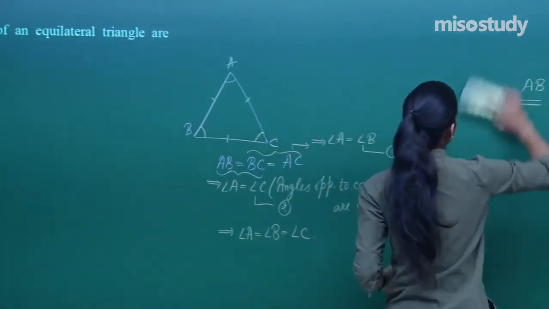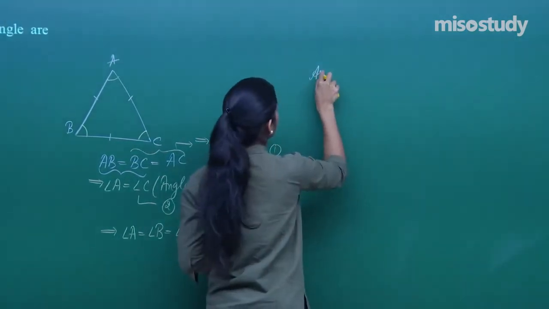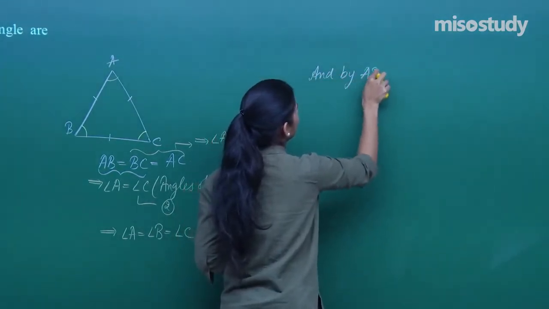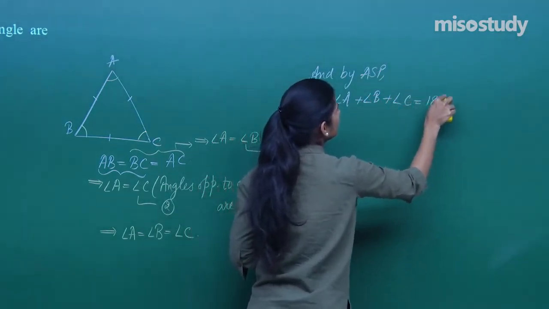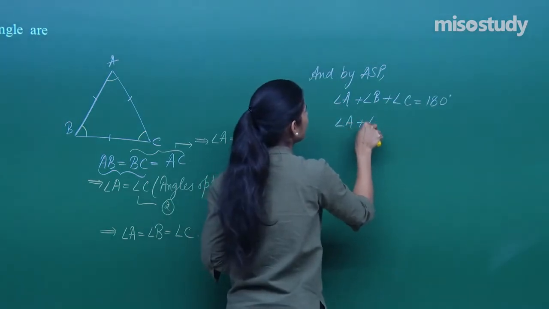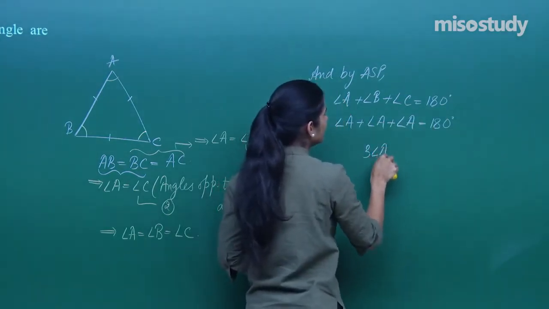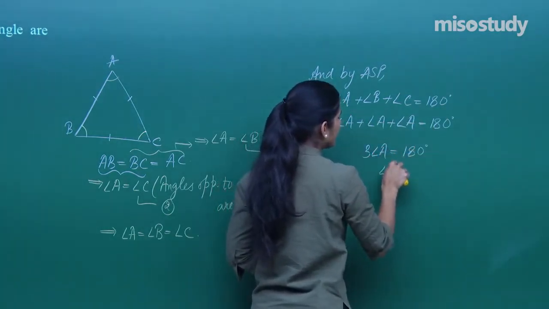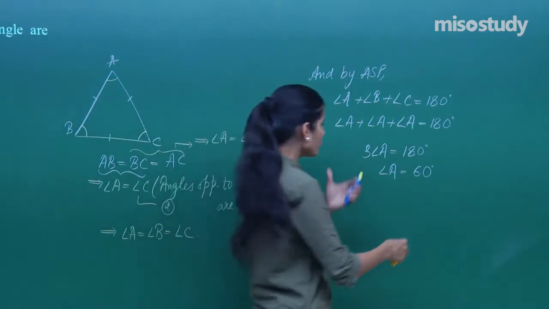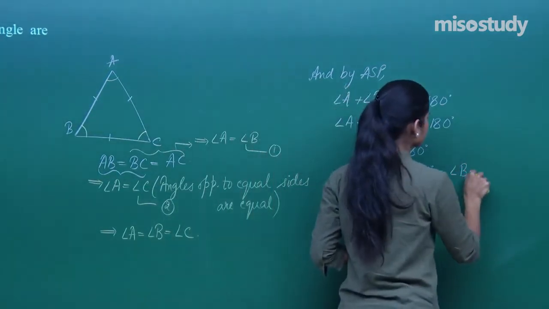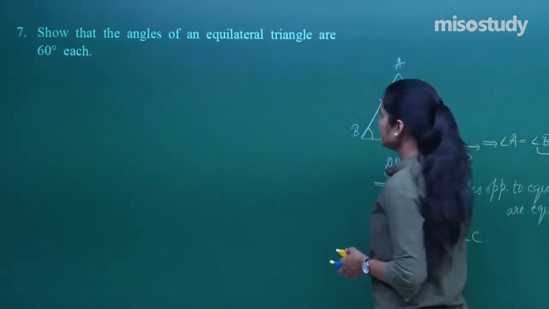Now in any triangle, the sum of the three angles of the triangle is 180. So in this triangle as well, angle A plus angle B plus angle C is 180. But angle B is same as angle A, angle C is same as angle A. So you get 3 times angle A is 180, that is angle A is 60. But angle A is same as angle B is same as angle C, so angle A's measure is 60, angle B's measure is 60, angle C's measure is 60. If the given triangle is an equilateral triangle, each angle is of 60 degrees each.